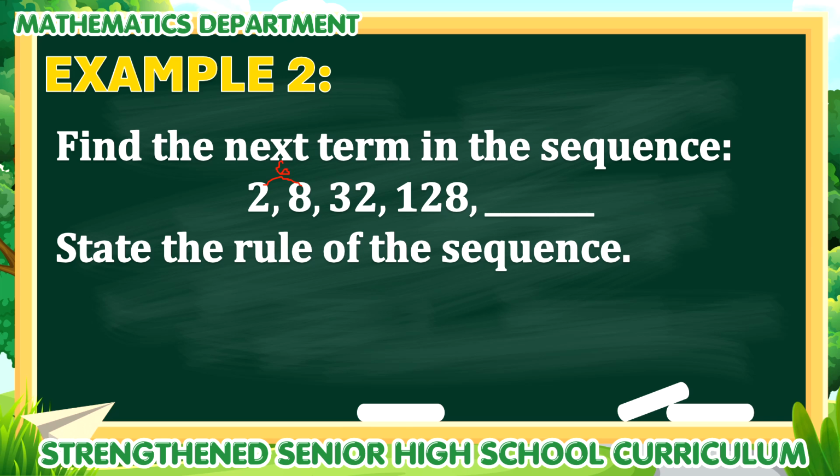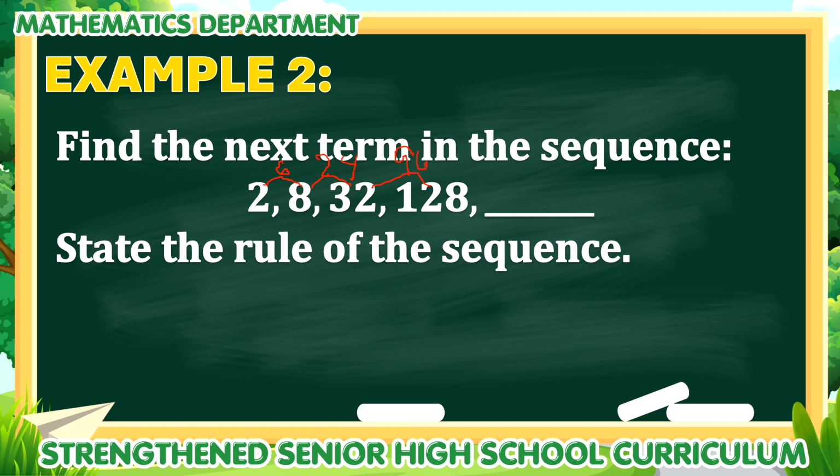From our third term and our second term, if you subtract, this is 32 minus 8, that gives us 24. And then from our fourth term and third term, if you subtract, that gives us 96. As you can see, there is no common difference between our terms here.